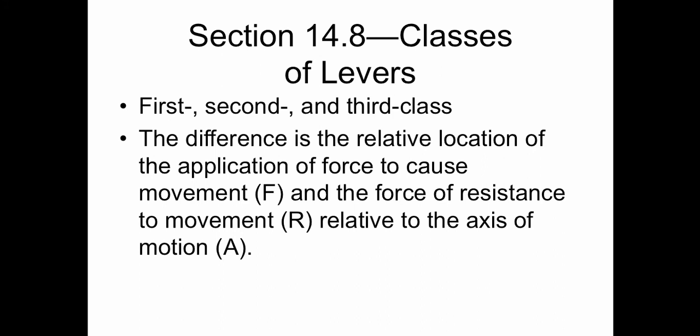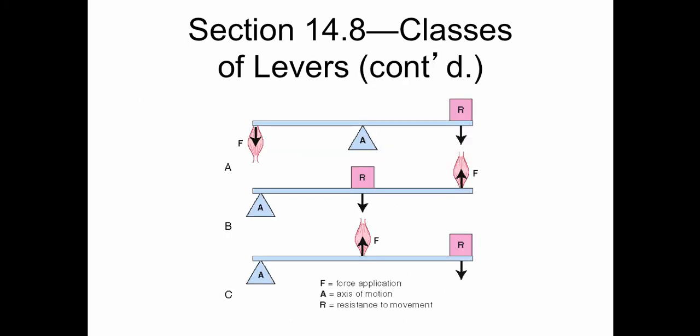Classes of levers. There are 3 classes: first, second, and third class. The difference between these classes is the relative location of the application of force to cause movement, and the force of resistance to movement relative to the axis of motion. The resistance to movement would be whatever force resists the motion from occurring. Let's categorize these levers. From top to bottom, there's a first-class lever, a second-class lever, and a third-class lever.